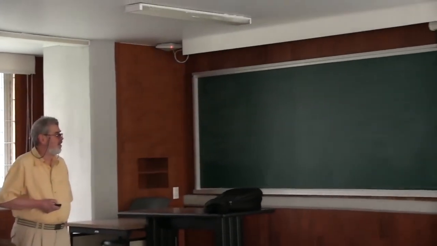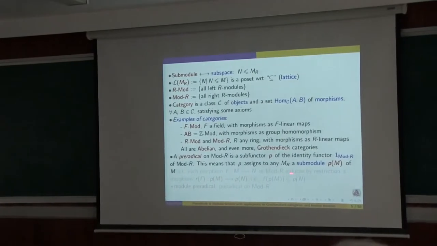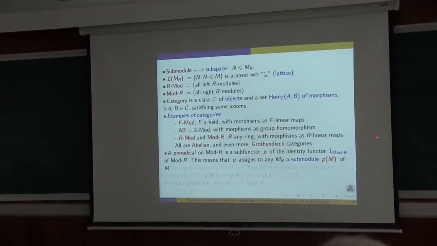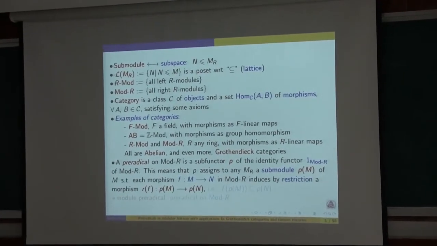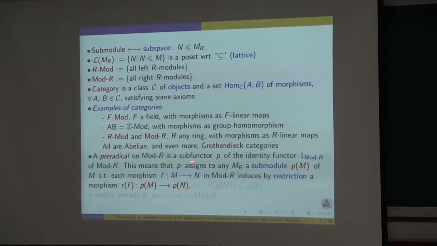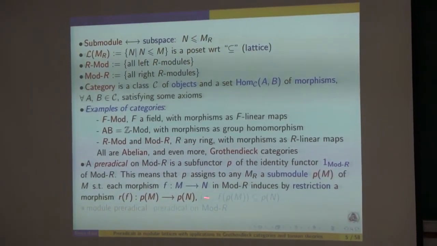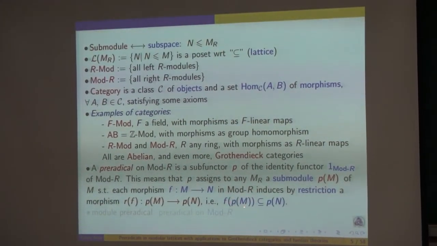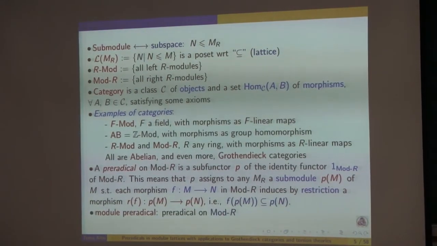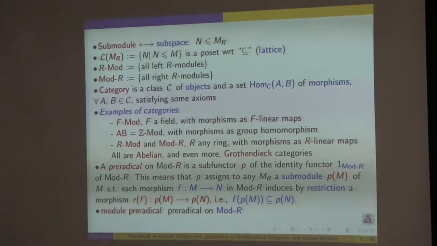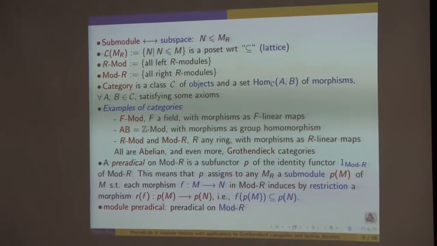Grothendieck. What is a Grothendieck category? You will see. Be patient, you will have the notion of Grothendieck category at the end of our talk. So what is a preradical of mod-R? It's a subfunctor of the identity functor of mod-R. This means that this P assigns to any module N a submodule denoted by P of N. Besides that, for any morphism of modules f, this f induces by restriction a morphism between P of N and P of N'. This means that f carries P of N into P of N'. And the module preradical is just the preradical of this module. And we are intending to define this in general for lattices.